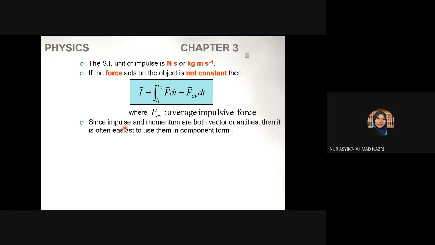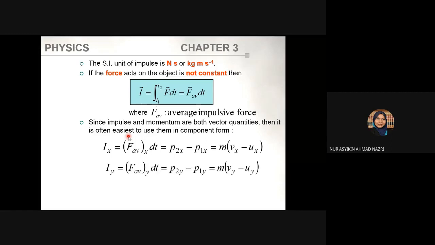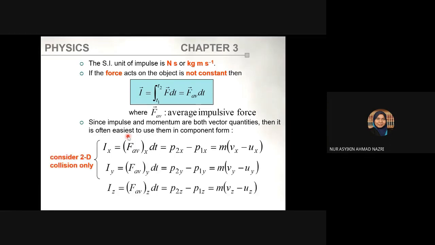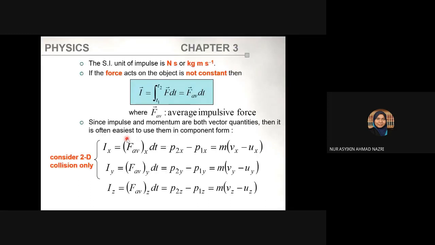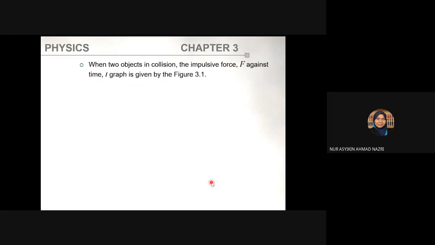Okay, so as I mentioned before, it can be in any component x, y, and z, but we only consider collisions which only cover the 2 dimensions. So we will ignore the z, only x, y. When two objects are in collision, the impulsive force against time.